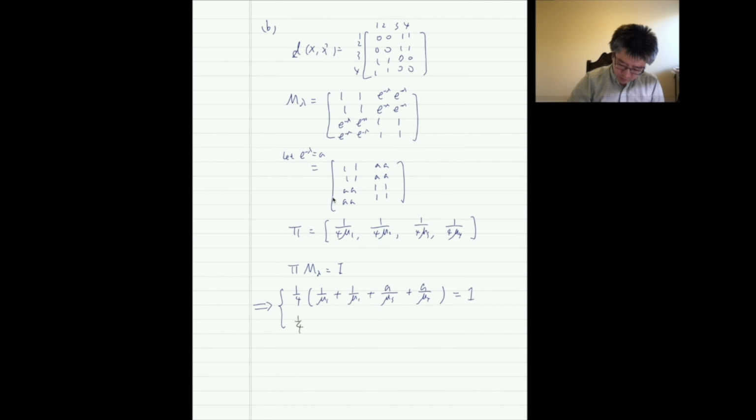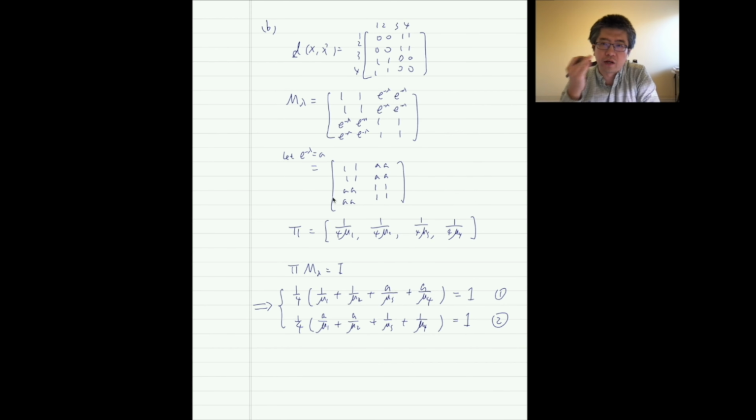And similarly, we're gonna have mu 1 a, mu 2 a over mu 2, and mu 3, 1 over mu 4. That equals 1. Okay, very good. And now maybe let's try to mark it. So let's mark this as the first equation, this as the second equation, okay? So what we're going to do is as follows. You can see that these two equations, they're independent, right?